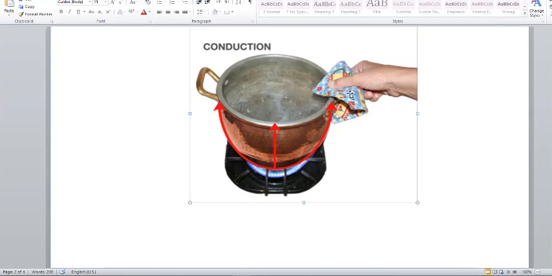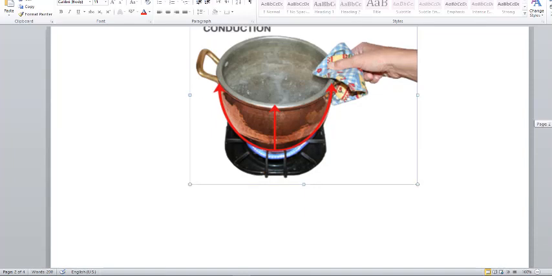That's why we use gloves. That's why we use oven gloves to protect our hands. All right, let's move on.